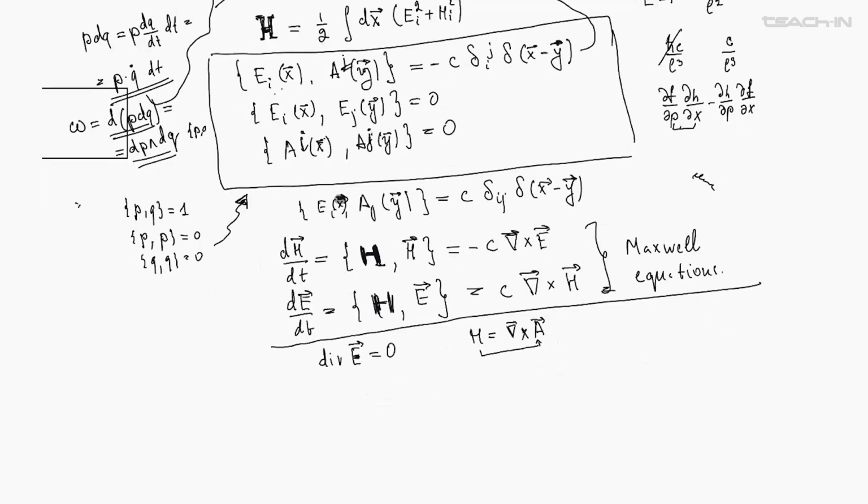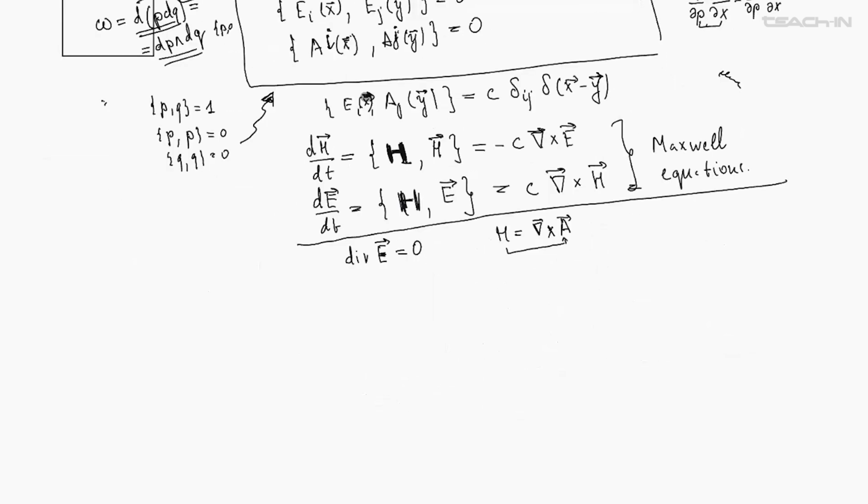Now, this constraint, divergence of E equal to 0, is actually preserved in time by the Hamiltonian. You may compute this: denote this constraint C(x) and identify it with the divergence of E.